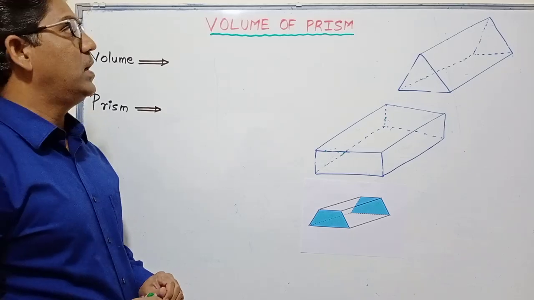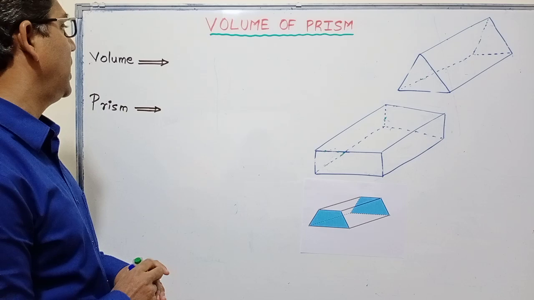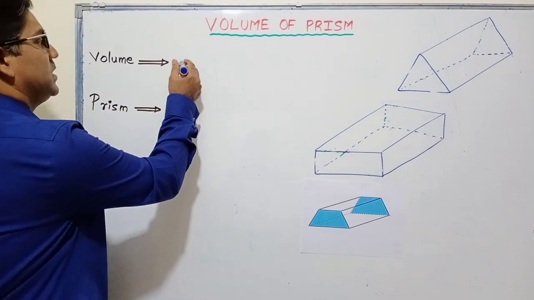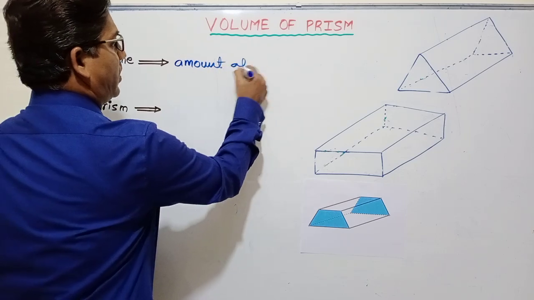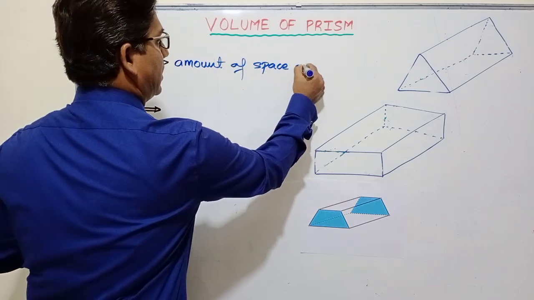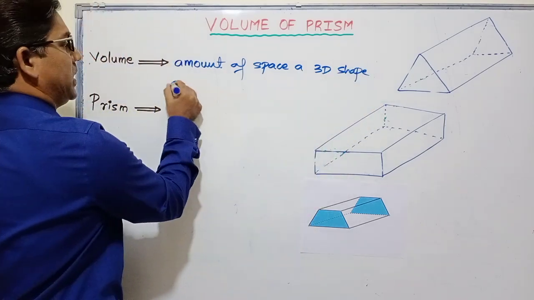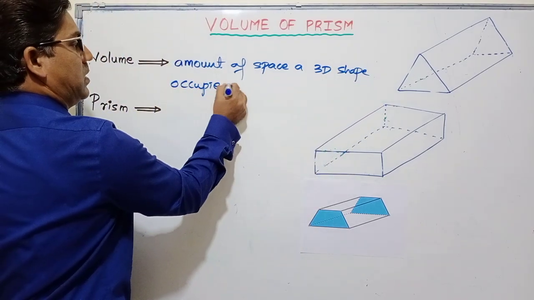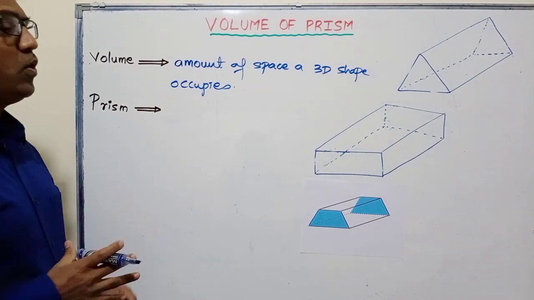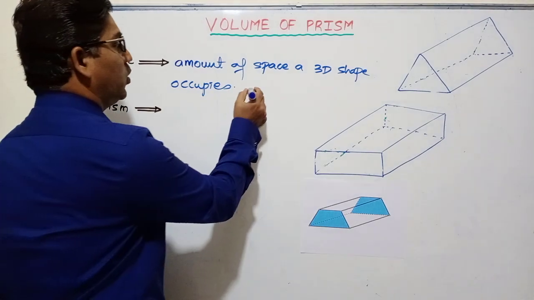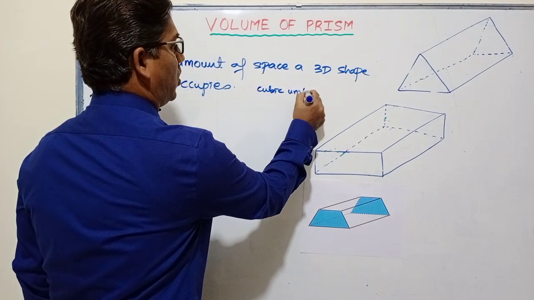In this session, we will learn how to find the volume of a prism. First, let's define what we mean by volume. Volume is defined as the amount of space a 3D shape occupies. The unit of volume is always in cubic units: cubic centimeter, cubic meter, and so on.